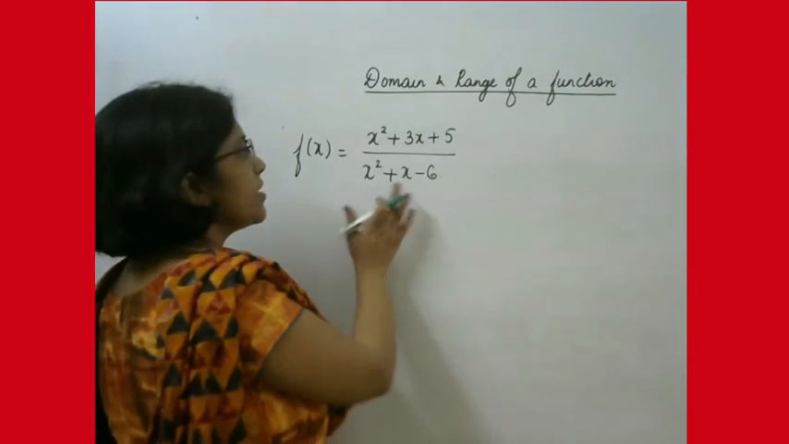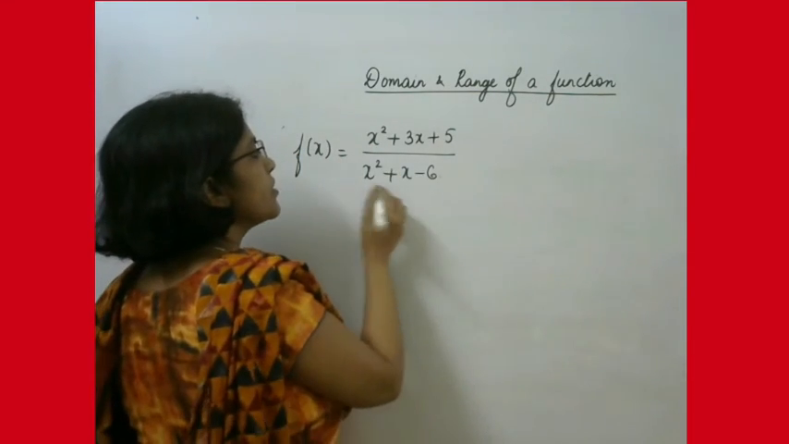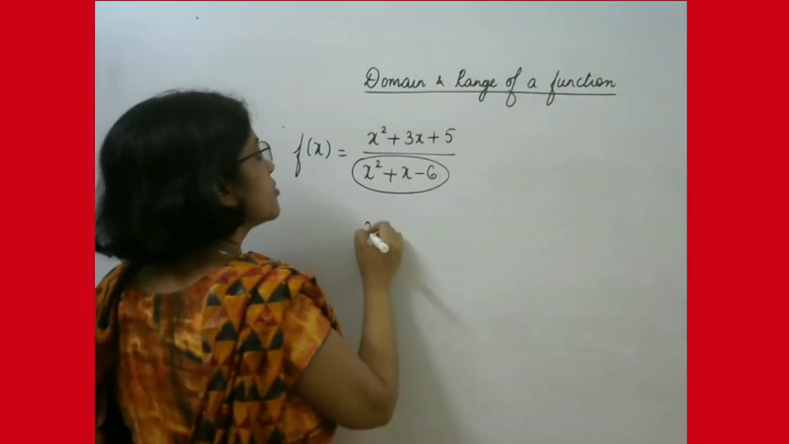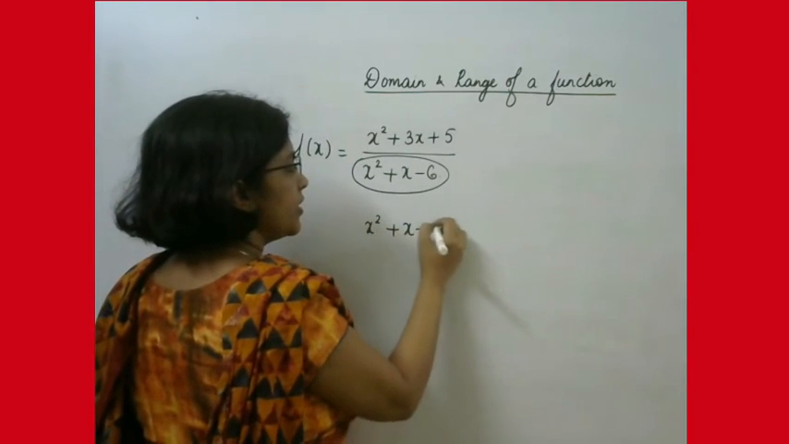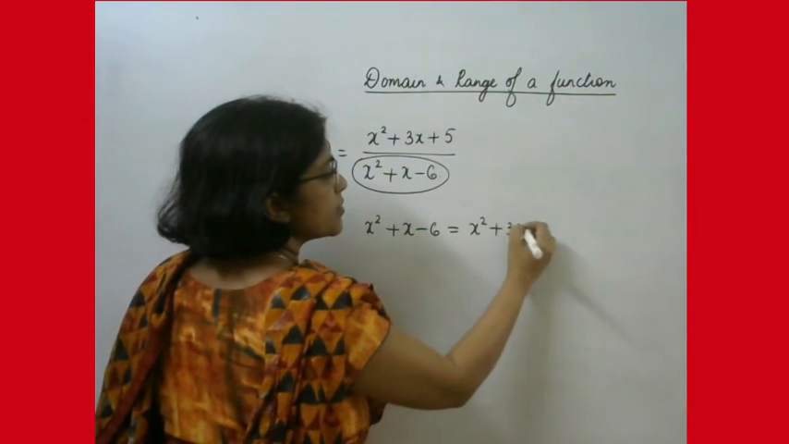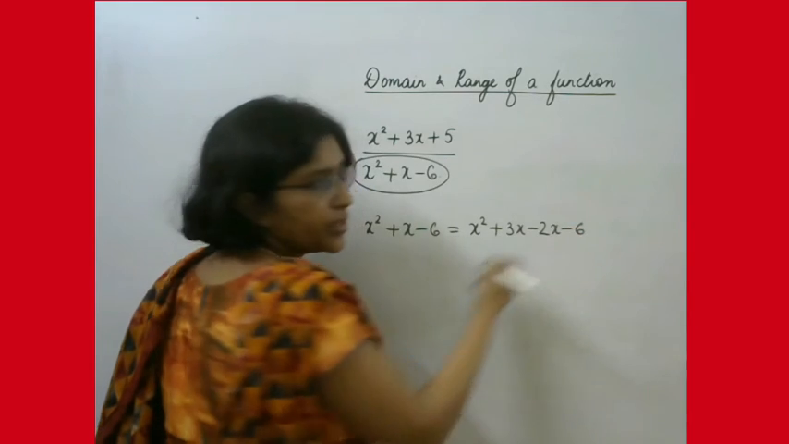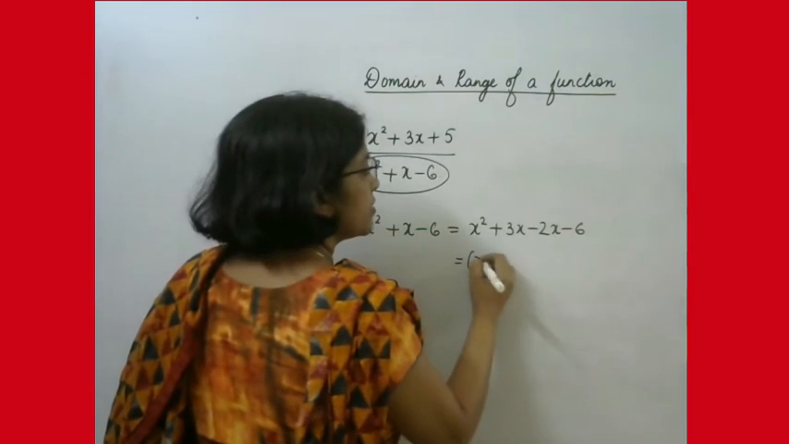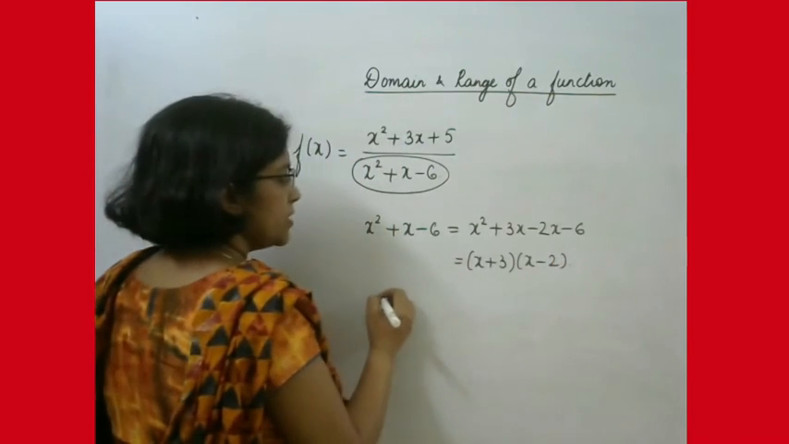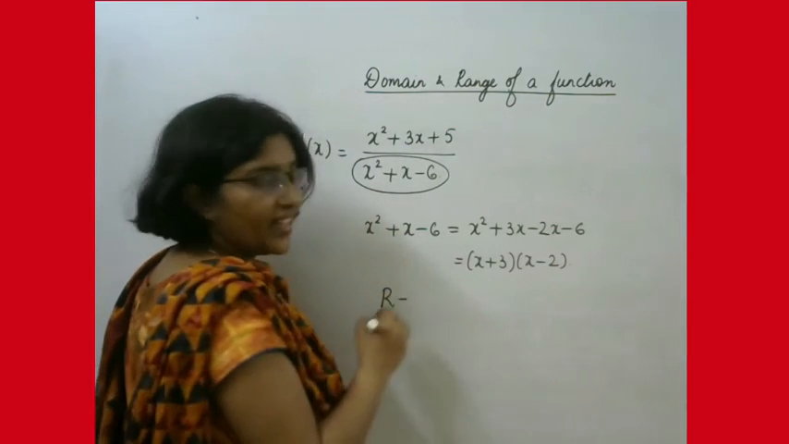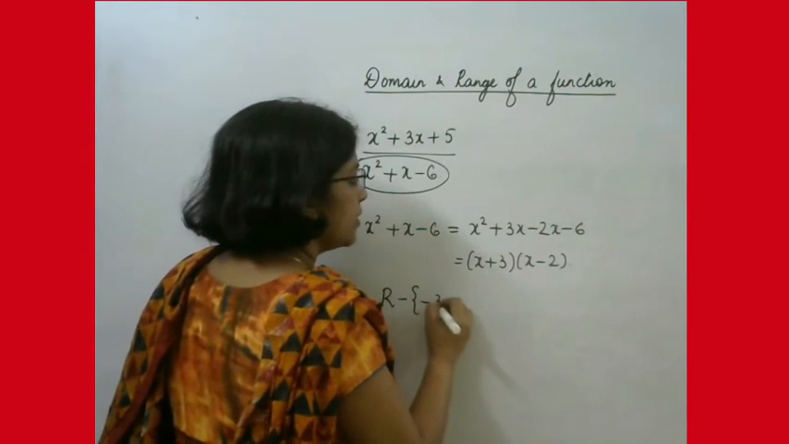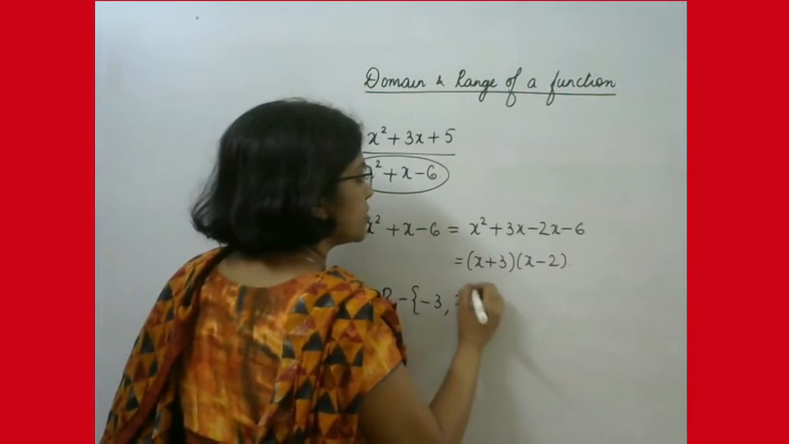For questions like this, where only domain is asked, we have to see that the denominator should not be 0. So let's factorize this and find the critical points. So it is obviously plus 3x minus 2x, that's splitting the middle term. And we have the factors as x plus 3 and x minus 2. That means all real numbers are allowed except when x plus 3 is 0, that is minus 3, and when x minus 2 is 0, that is 2.